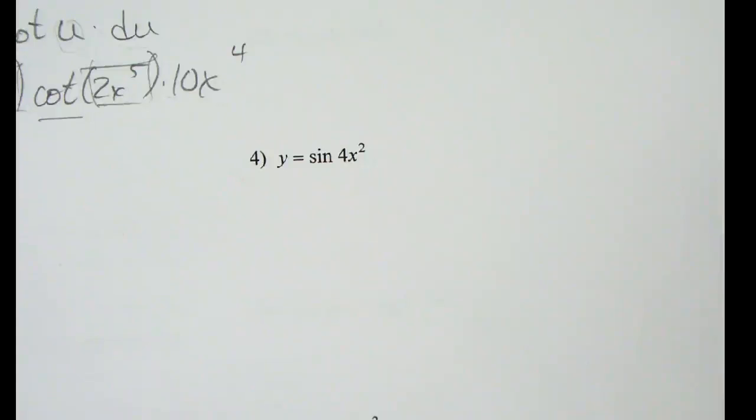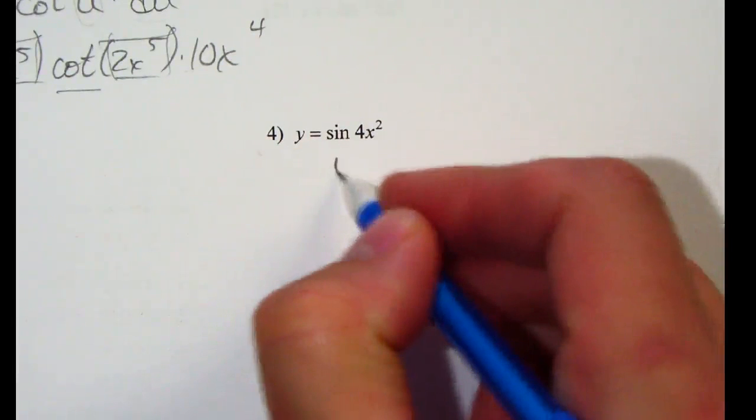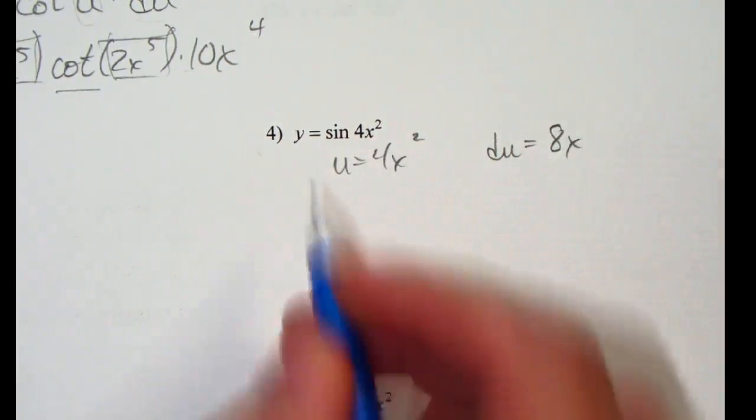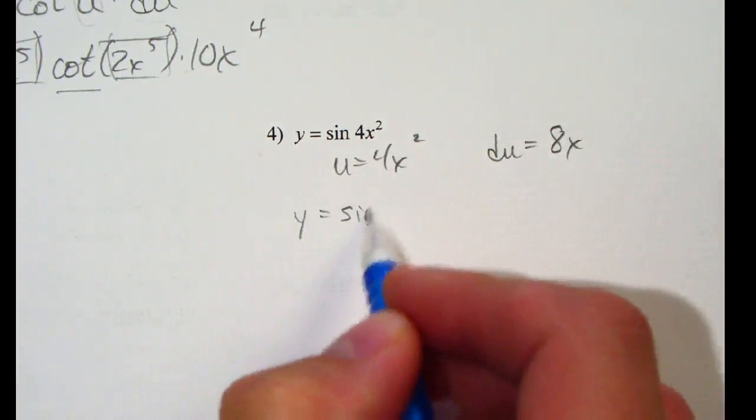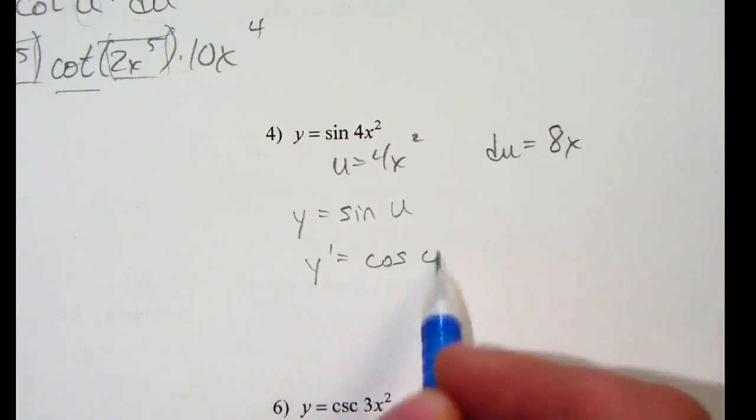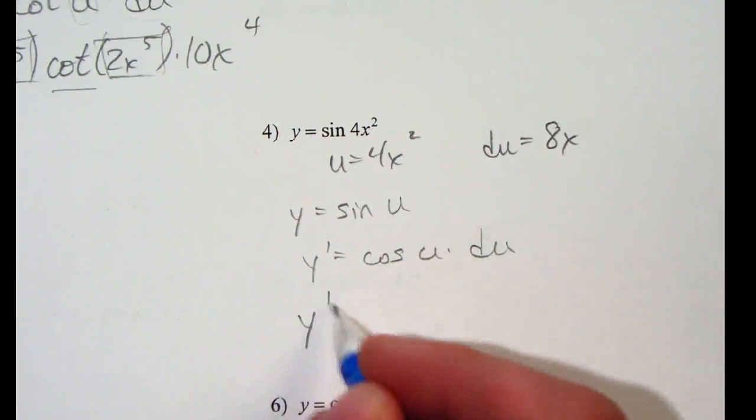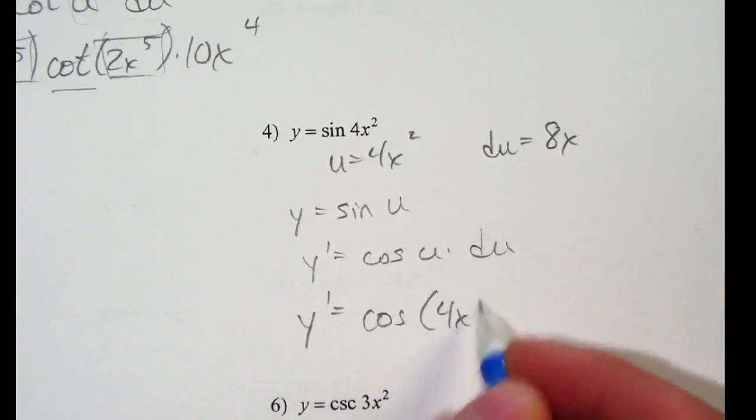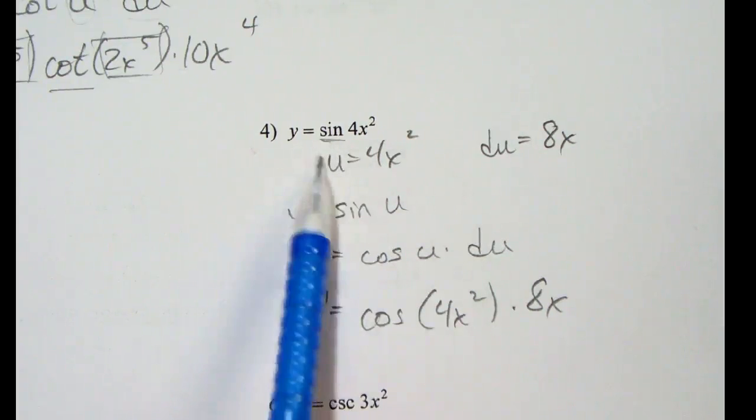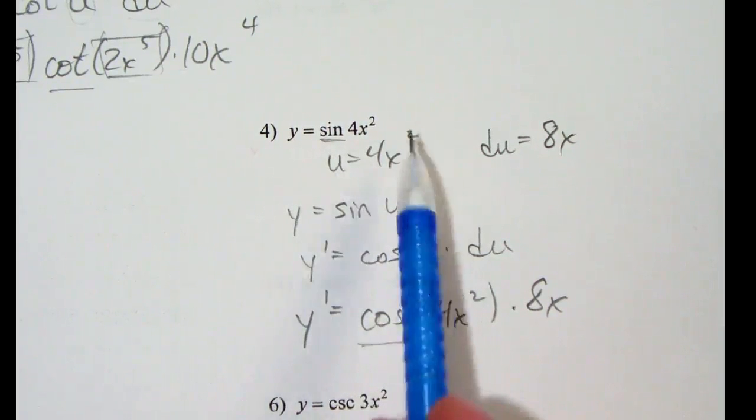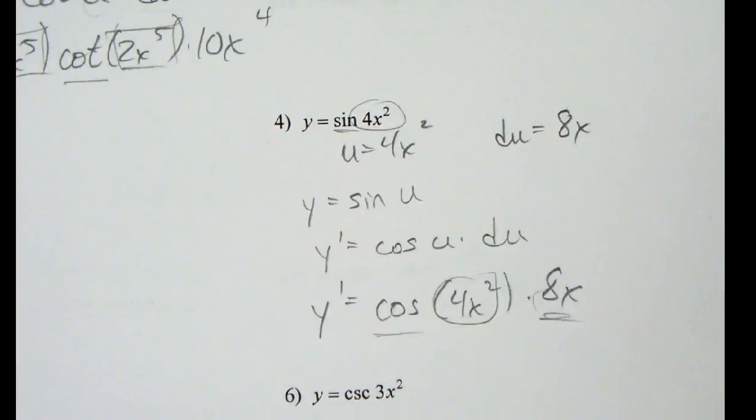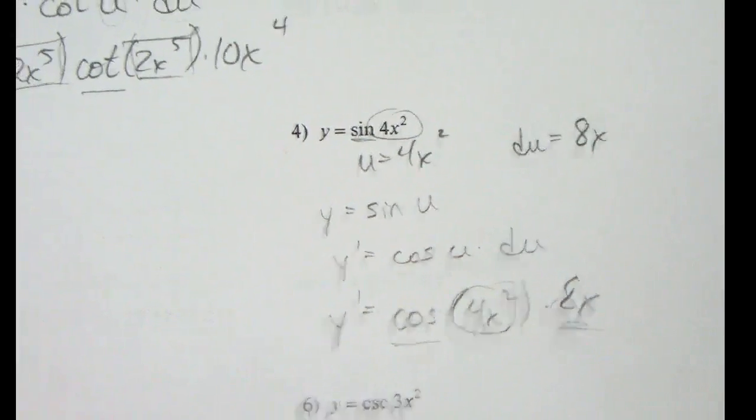Let's say number 4, y equals sine of 4x squared. So again, you can go u equals 4x squared, du equals 8x. Rewrite the original as sine of u. The derivative is cosine of u times du, which would be cosine of 4x squared times 8x. Or you could look at it and say, okay, that's the big guy, so I'm going to take the derivative of the big guy, leave my little guy alone, and then multiply by the derivative of the inside. All right, so that's a couple trig examples.